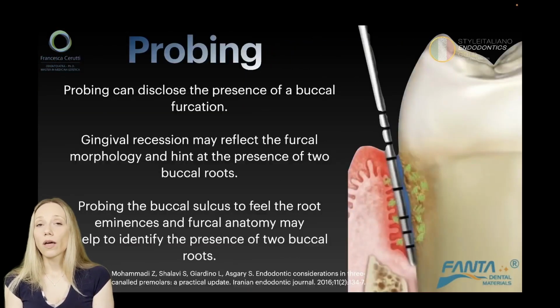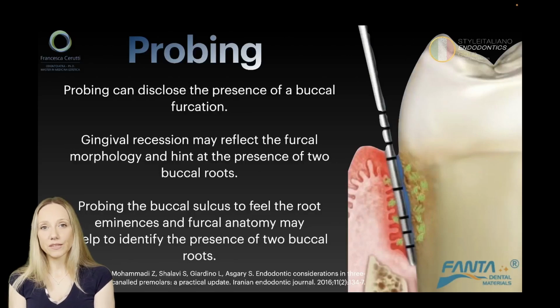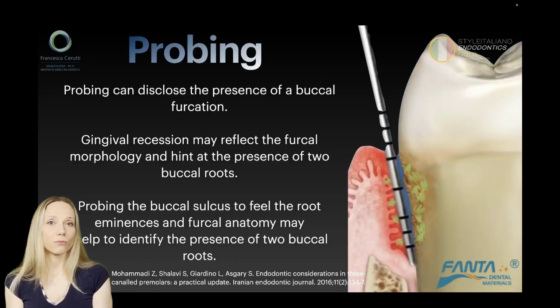One other thing you can do is probing, because you can see if there are furcations or deep grooves, and if you see that there is a gingival recession, maybe you are going to see the furcation of two roots in a tooth that you thought had one. So try to probe the buccal surface in order to see if there is some bifurcation of the root, or some hint that can help you identify the presence of an anomalous root morphology.